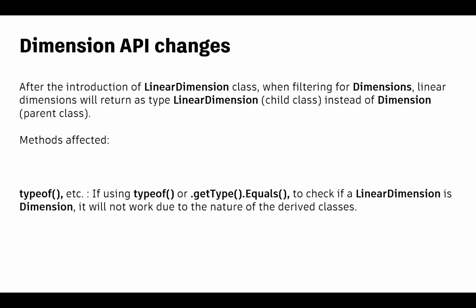There are also changes in the dimension API because we have now introduced the LinearDimension class. Basically, when you are filtering for dimensions, linear dimensions will now return as type LinearDimension, which is a child class, instead of Dimension, which is now the parent class. So the methods that are affected are typeof, GetType, Equals, and so on. Basically, you need to check for LinearDimension instead of Dimension in the cases you had before.